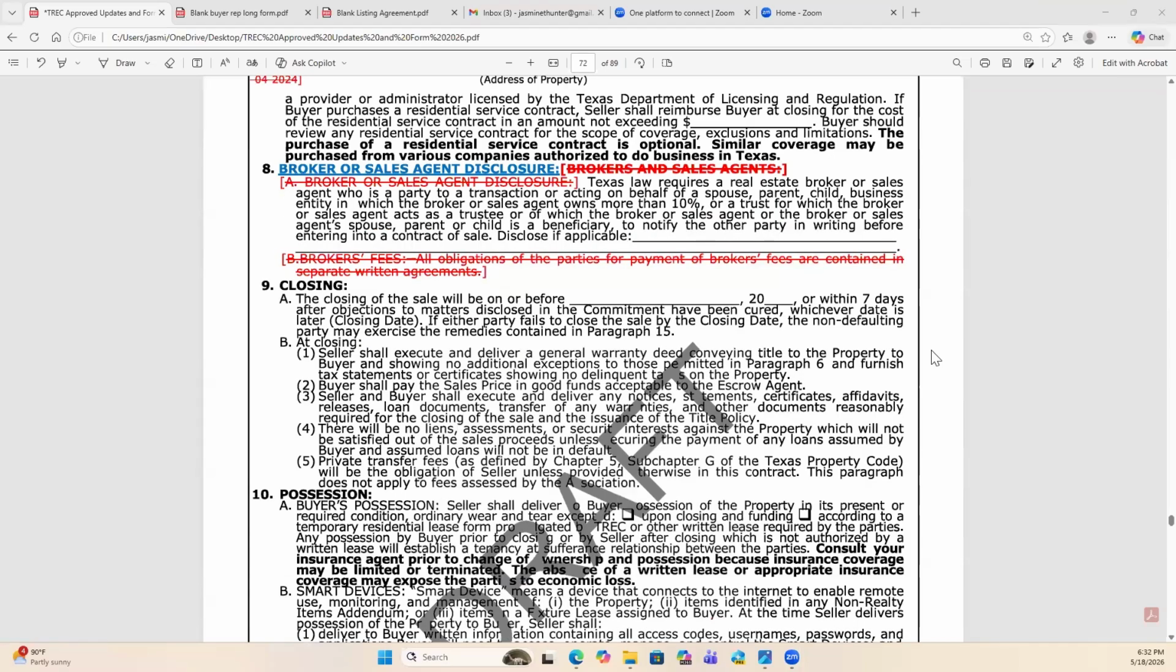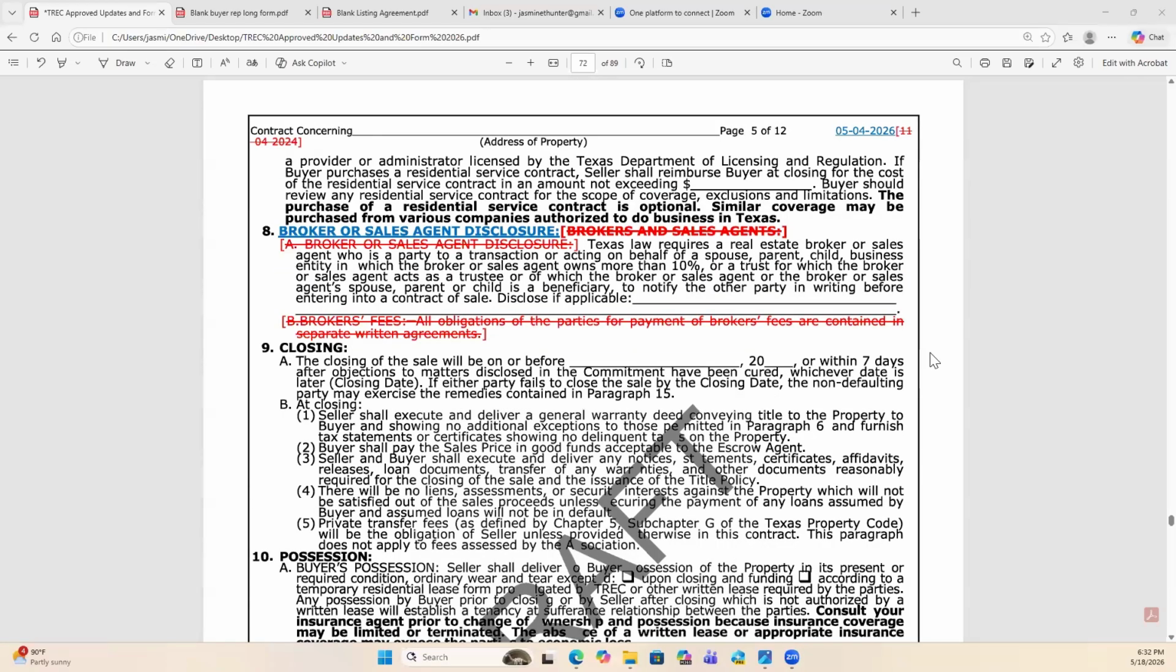Okay, so page 5 starts out talking about paragraph 8. Okay. So what it used to say, let me get a highlighter. What it used to say right here is brokers and sales agents. And this is talking about our disclosure. If you guys go back to your pre-licensing days, it talked about if there's a parent, spouse, or child, right here. Parent, spouse, or child, that needs to be disclosed in the contract. Okay. So they've taken that out first.